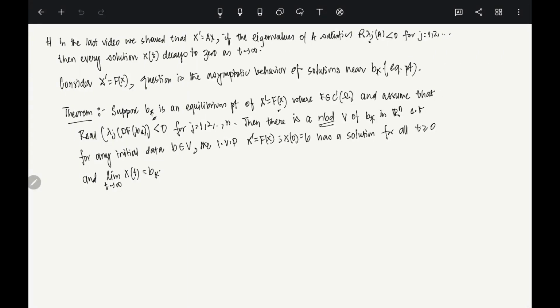It is saying that if b star is the equilibrium, then there is a neighborhood V of b star in Rn such that if you choose an initial data from V, then for the problem x prime equals f of x, x0 equals b, the solution exists for all time t, and the asymptotic behavior of the solution is that it converges to b star. It is actually very intuitive, if you think about it. Now, what is the proof?